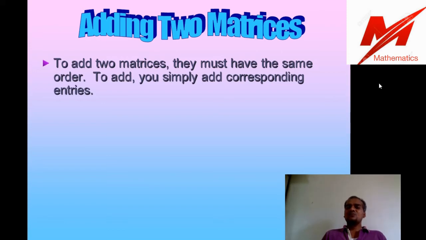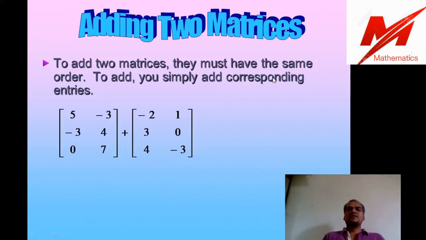That means the number of rows in the first matrix is equal to the number of rows in the second matrix. The number of columns in the first matrix is equal to the number of columns in the second matrix. So R into C must be equal in both matrices. That is, the order of both matrices must be the same. So to add the two matrices, we have to add the corresponding entries.